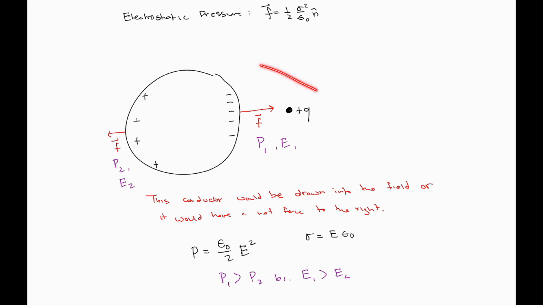Okay, so I hope that helps you understand how electrostatic pressure can actually draw a conductor into the field, or into the stronger field, due to the difference in force per unit area experienced by different parts of the conductor.